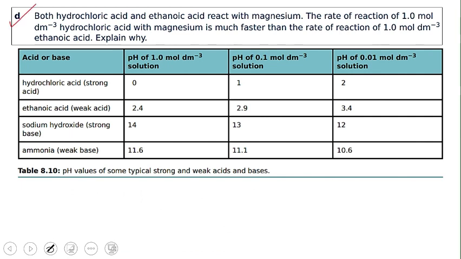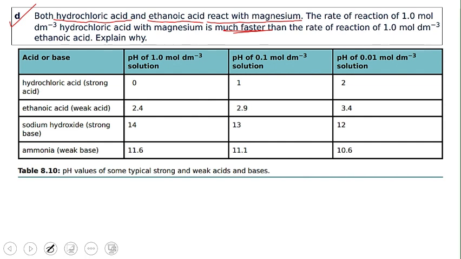Part D, both hydrochloric acid and ethanoic acid can react with magnesium. So we are comparing hydrochloric acid, which is strong, and ethanoic acid, which is a weak acid, and we are saying both can react with magnesium, a metal. The rate of reaction of hydrochloric acid, 1 mole per dm cube, is faster as compared to the rate of reaction with ethanoic acid of the same concentration.